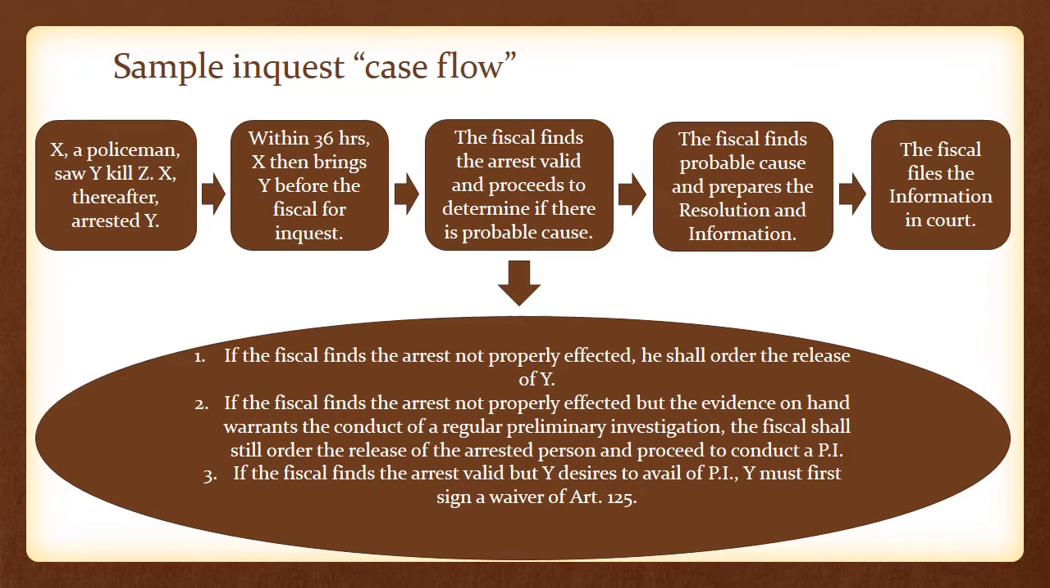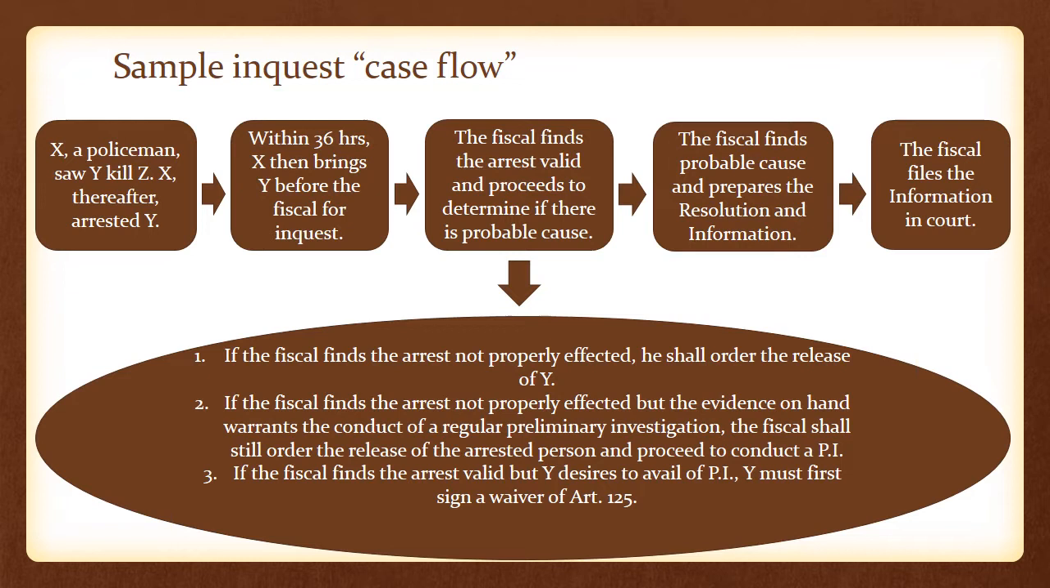Now, let us say after the fiscal finds the arrest valid, or after the fiscal receives the complaint filed by the police officer, the fiscal finds the arrest not properly effected. What shall he do? He shall then order the release of Y in this example.